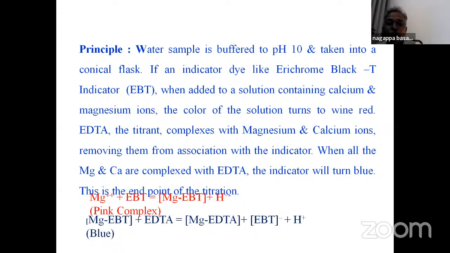the color of the solution turns wine red. EDTA, the titrant, complexes with magnesium and calcium ions, removing them from association with the indicator. When all the magnesium and calcium are complexed with EDTA, the indicator will turn blue. This is the titration method. We have to use EDTA titration, the easiest method.